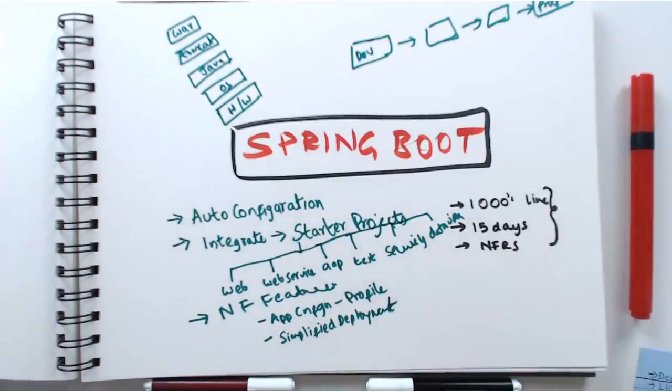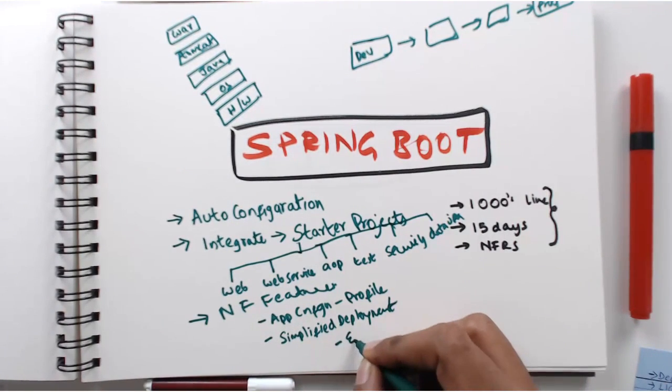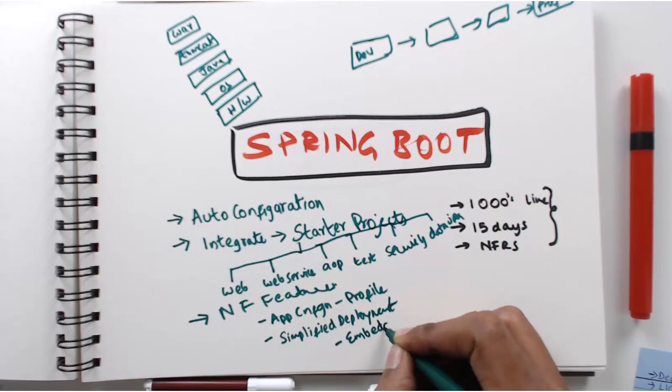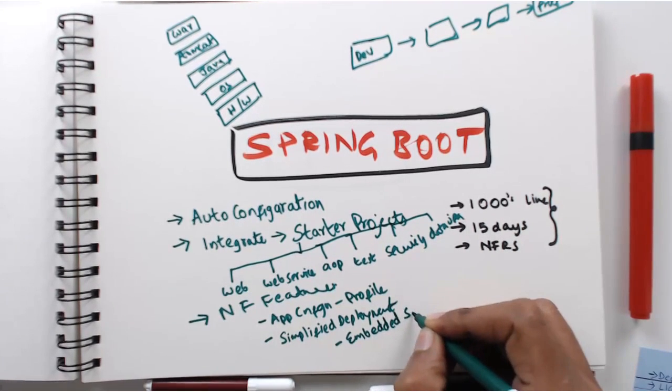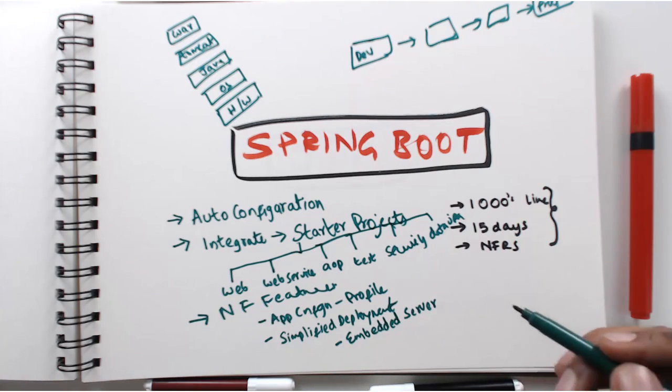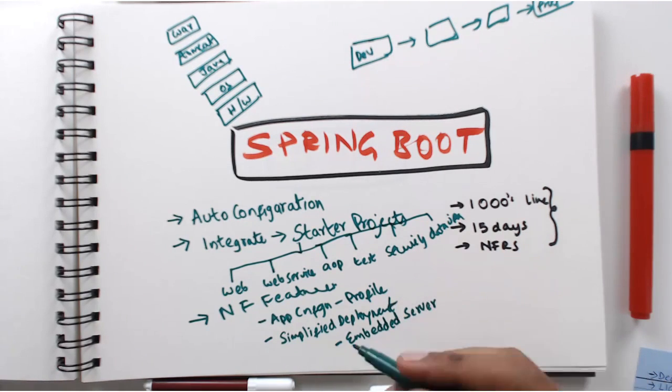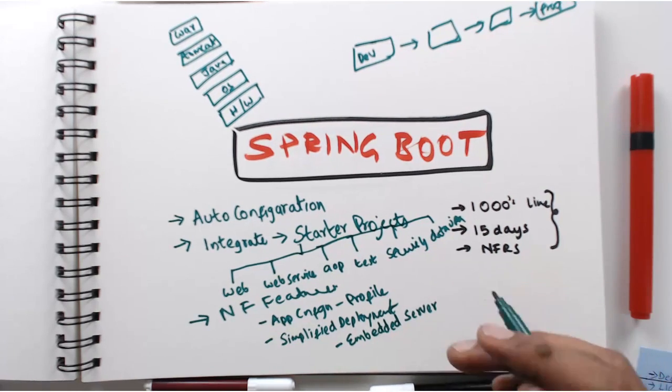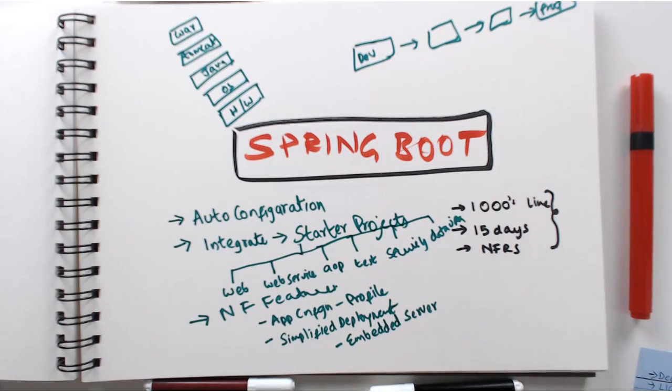And with Spring Boot, it brings in a concept called embedded servers. What is an embedded server? Example of an embedded server is Tomcat. So what happens is the Tomcat gets embedded into the jar file. So whatever is the output of the project, when you build a project, you get a jar file, and the jar file already contains the Tomcat inbuilt.